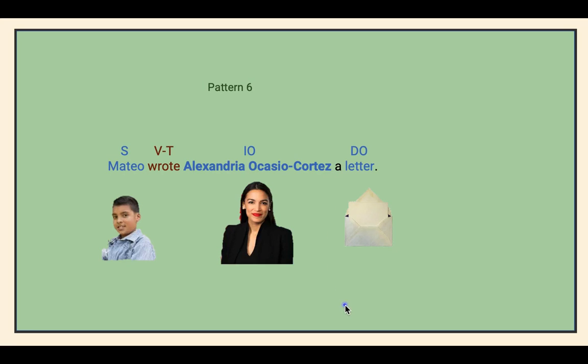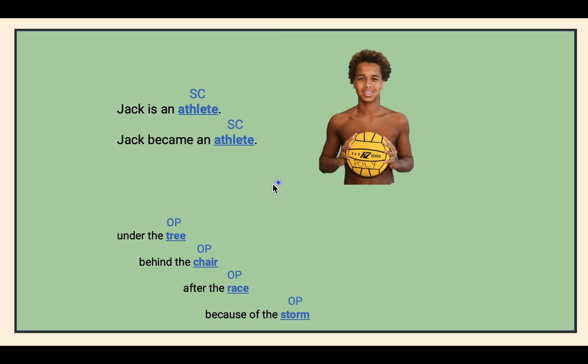This pattern 6 sentence uses 3 of our 7 noun functions: subject, direct object, and indirect object. Can you name the other 2 we have covered? Of course, you remembered they were subject complement, which appears in patterns 2 and 3, and objects of the preposition, which sometimes appear in pattern 1.